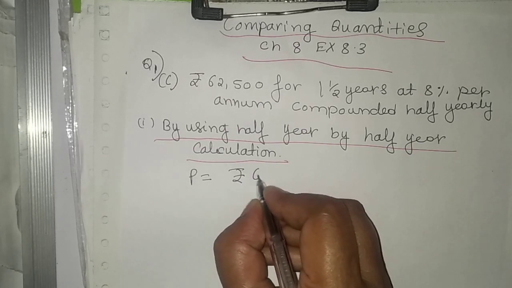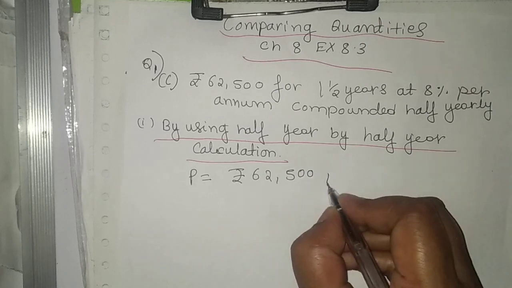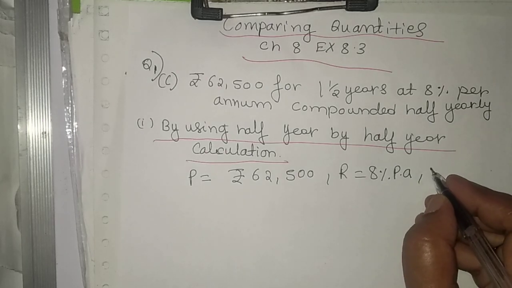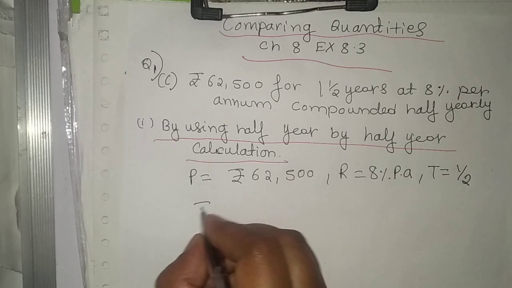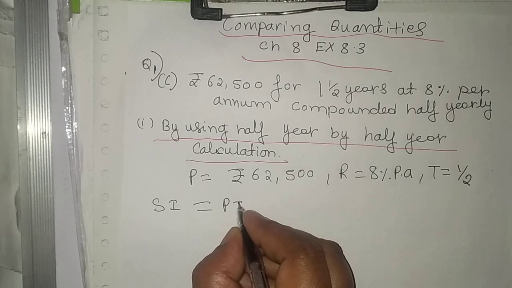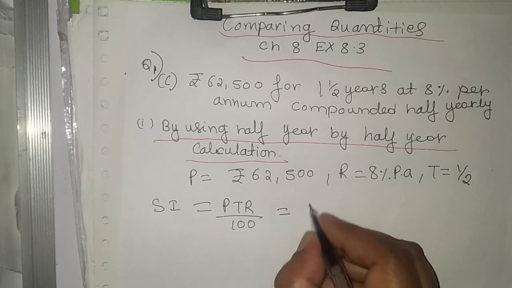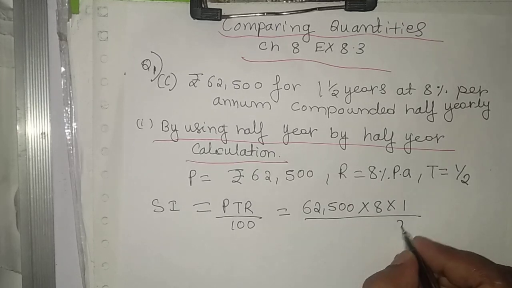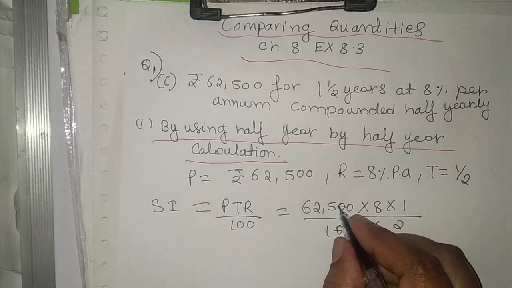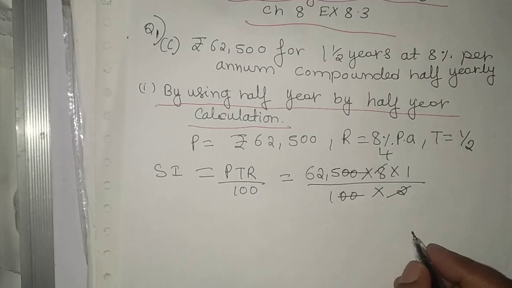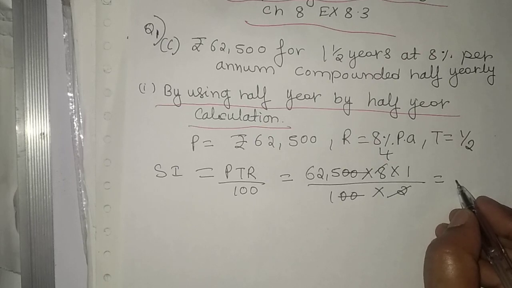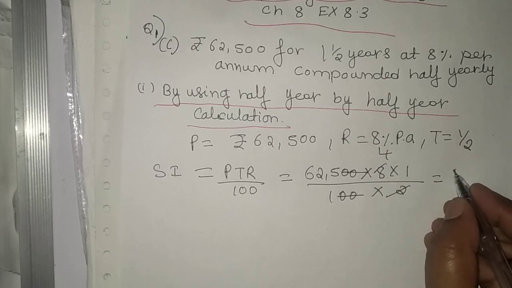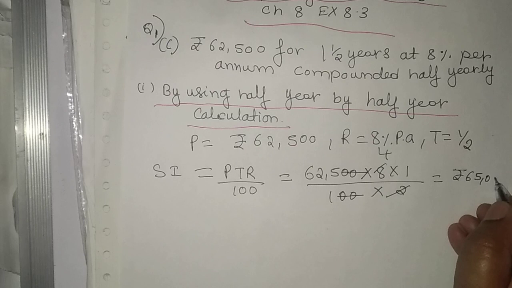Next, the same thing here. Principal is rupees 62,500. Rate of interest is 8% per annum. And the time is equal to half year. So substitute here: SI = PTR by 100 = 62,500 into 8 into 1 by 2 into 100. Simplify this, 2 1s are 2, 4s are, and after simplifying we get rupees 2,500.